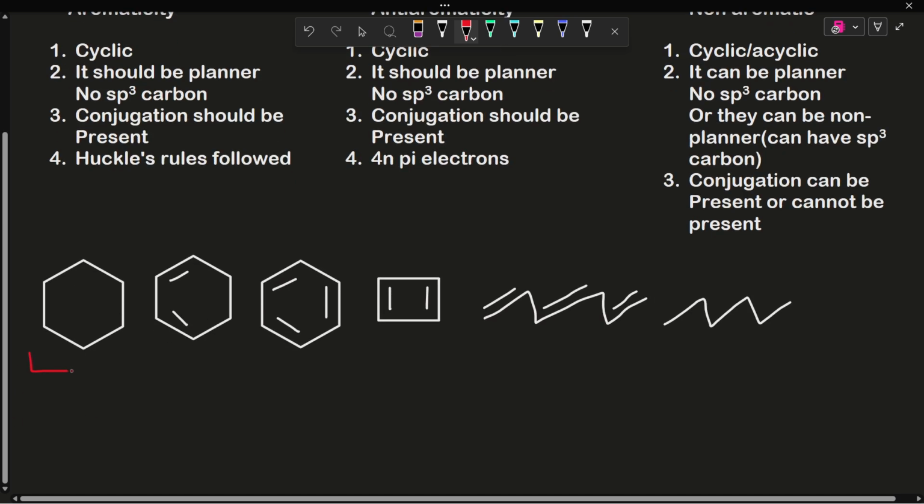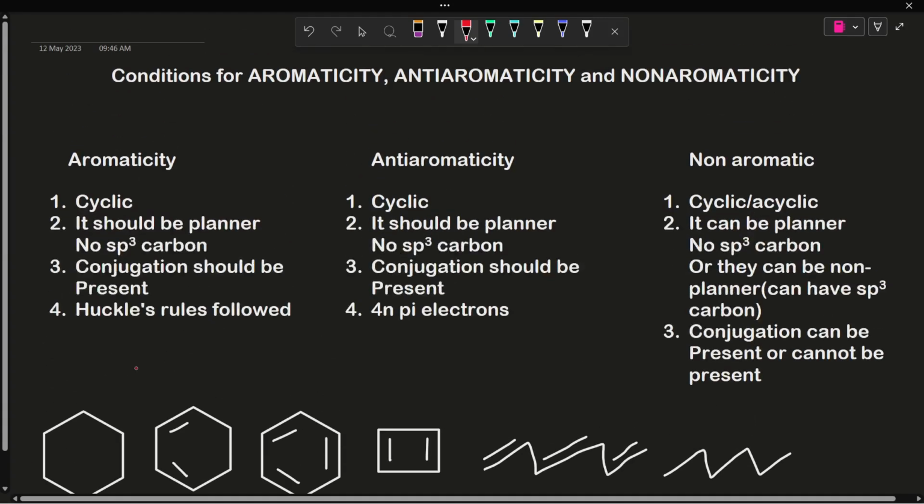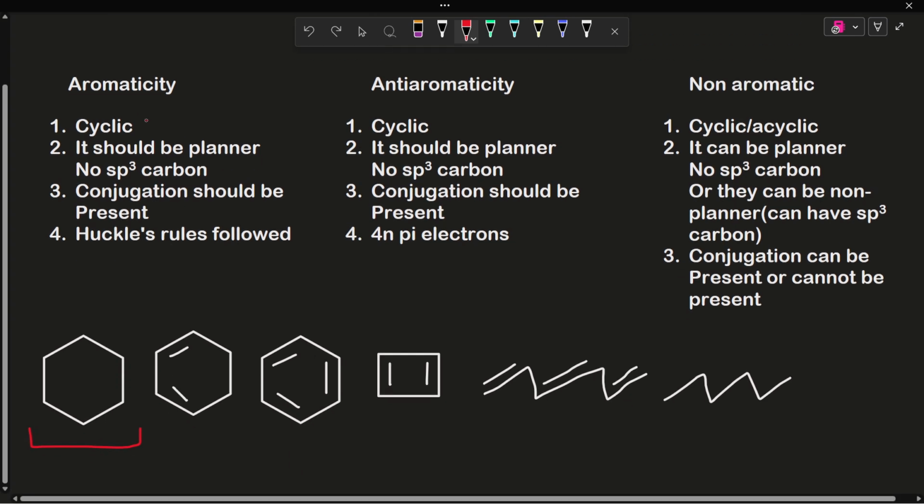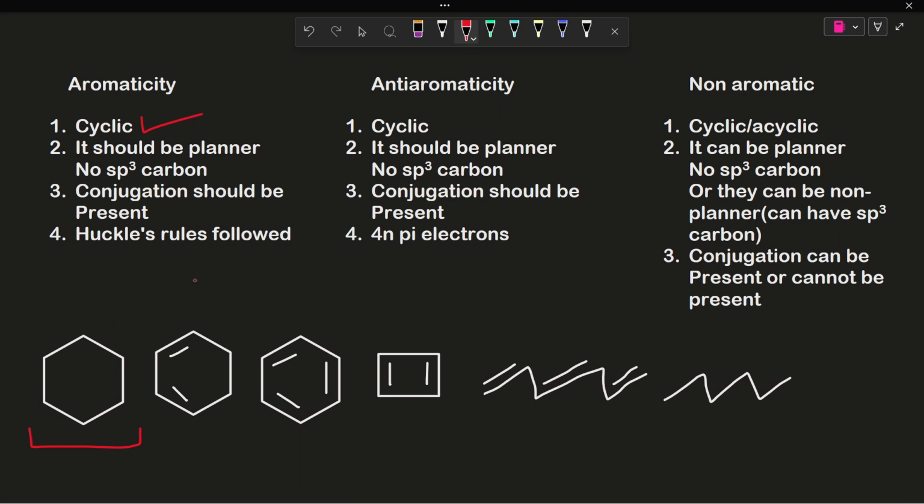Let's take this molecule first. Let's apply the first rule. Is it cyclic? Yes, it is cyclic. Let's check if it is aromatic or not. It should be planar. Is it planar? That is, no sp3 carbon is present. You all know this is an sp3 hybridized carbon, and sp3 hybridized carbons are tetrahedral. That is, they have two of their bonds out of the plane. So this one is also out of plane, and they are all sp3 carbons, which means it's not a planar molecule.